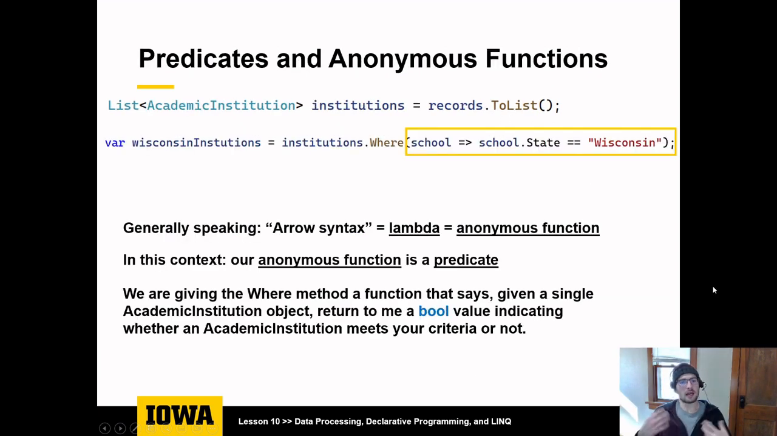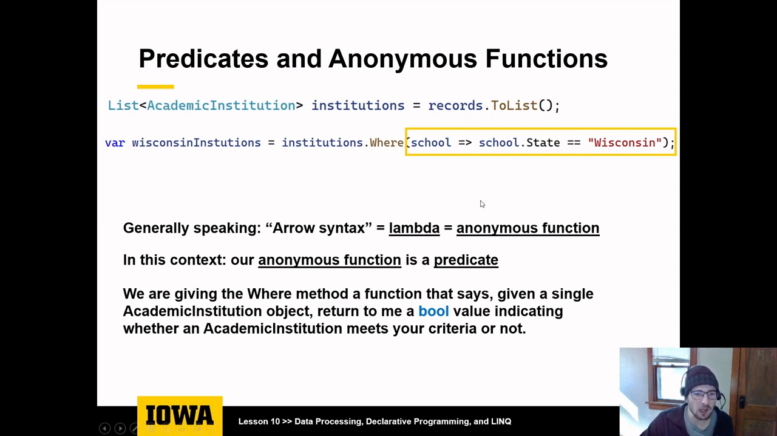Okay, so breaking down this LINQ syntax. This where clause here, or this where method, this is LINQ syntax coming in. So we have our regular list of institutions, and again we're doing institutions where the school, and then you have this arrow syntax here. This arrow syntax is referred to as a lambda, but I think a more descriptive name of what it is is an anonymous function. And an anonymous function is a function without a name.